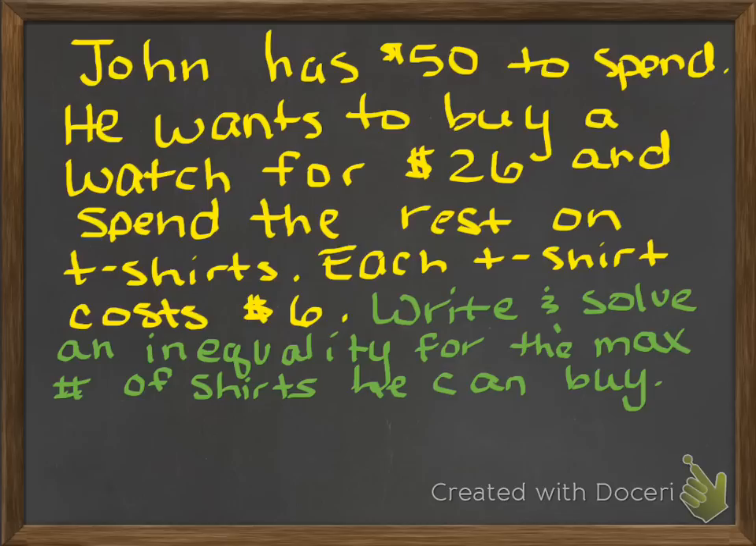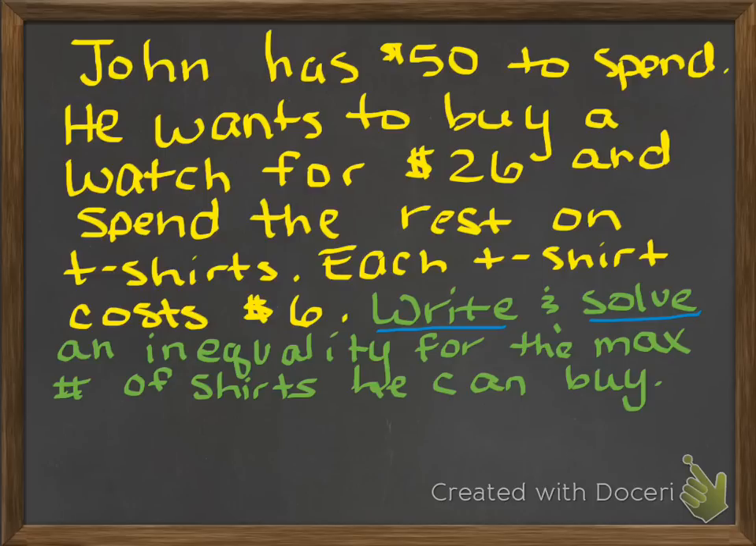All right, so I know this looks like a long problem, but it's just because it's on your screen. It says John has $50 to spend. He wants to buy a watch for $26 and spend the rest on t-shirts. Each t-shirt costs $6. Write and solve an inequality for the max number of shirts he can buy. So on your test, there will be two lines for this because number one, you're going to need to write an inequality, and number two, you're going to need to solve the inequality. So let's go ahead and start by writing the inequality.